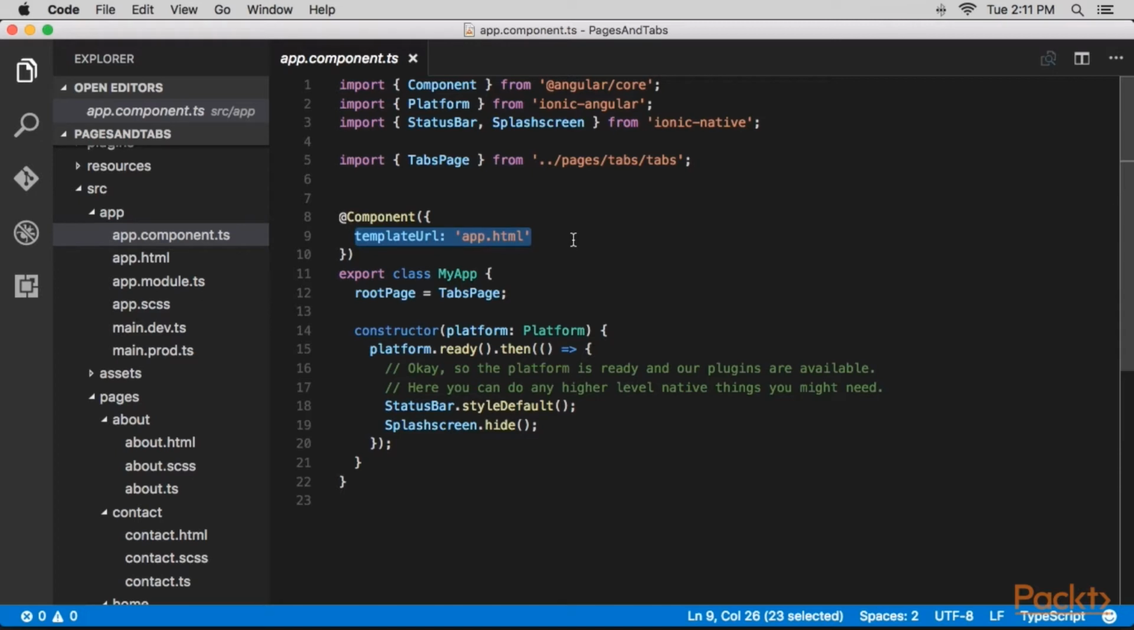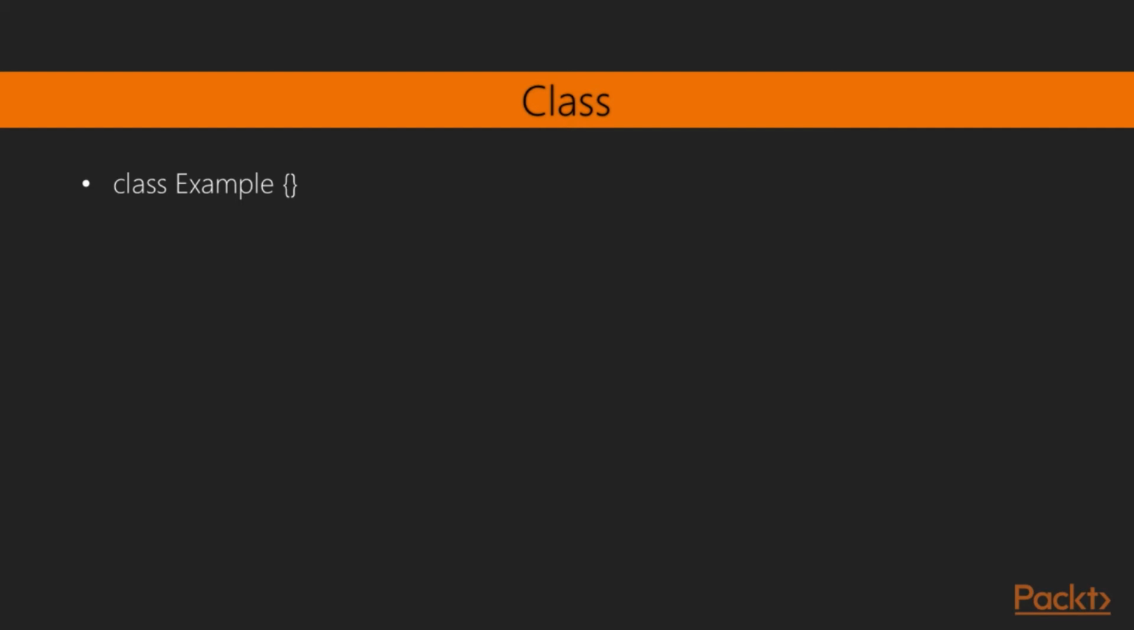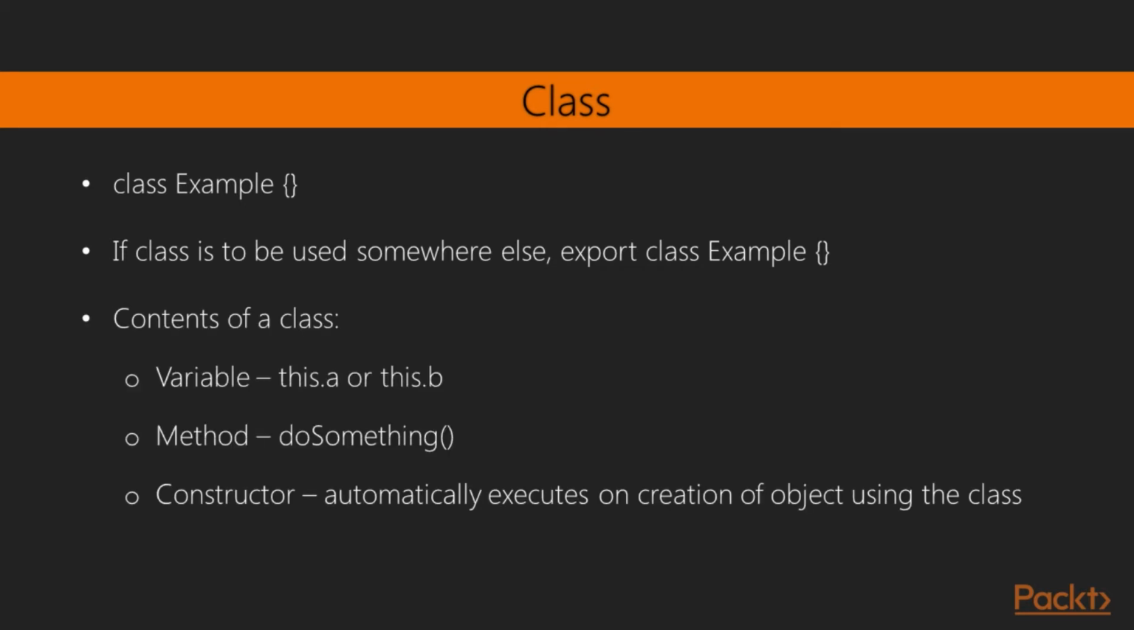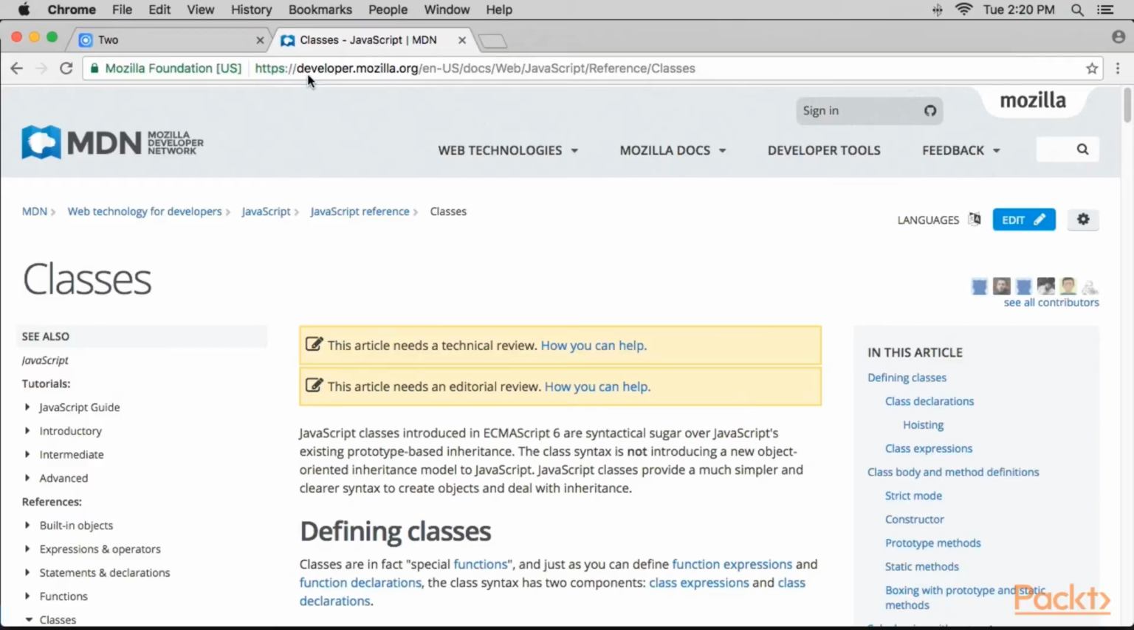A class could exist within that file context only. Consider the following example. class Example. However, if you want to use that class somewhere else, you have to export class Example. In a class, you can have the following: variables such as this.a or this.b, methods such as doSomething, and a constructor that automatically executes or initializes when an object is created using the class. More information about classes can be found at developer.mozilla.org.